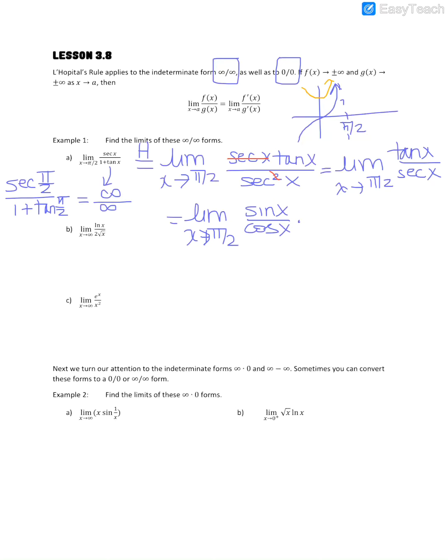Okay, so since secant is in the denominator, if I bring secant to the numerator, 1 over cosine is going to become cosine over 1. And then at that point, my cosines cancel, and I just have sine. And the sine of pi over 2 is 1. So the answer on this one is 1. All right, I'm going to erase it, so go ahead and pause it if you're still writing.